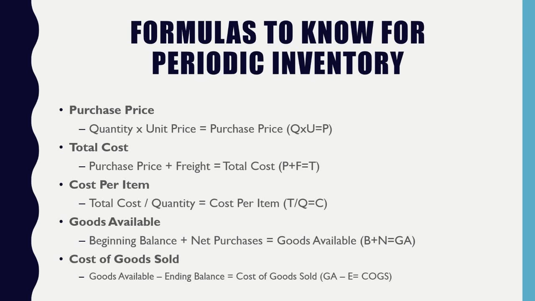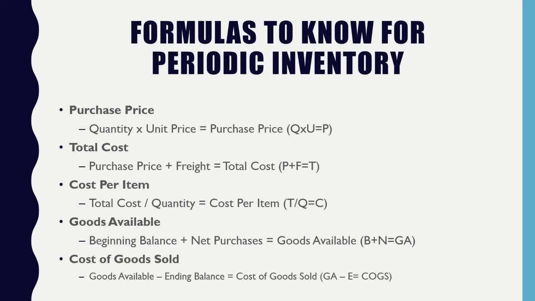We're going to be looking at the same exact formulas as we used in FIFO. We're still going to have a purchase price, which is quantity times unit price. We're still going to have a total cost, which includes your purchase price plus your freight. And we're still going to have a cost per item, which is the total cost divided by total quantity.